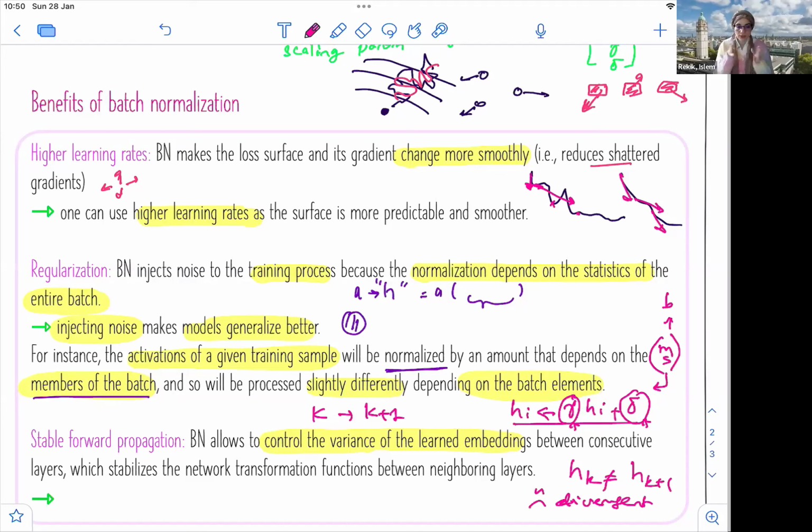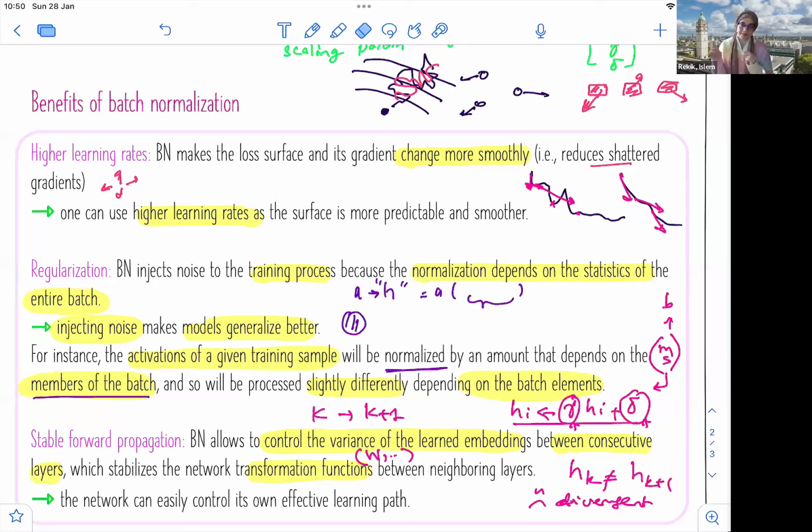So here, between the 2 consecutive layers K and K plus 1, we want to control the variance of the learned embeddings. And this stabilizes the network transformation functions, which are our mapping functions W, right? So the W function and any other parameters in the transformation that we're learning are the features between neighboring layers. So the network can easily control its own learning path and in a more effective way. So there is some control over there.